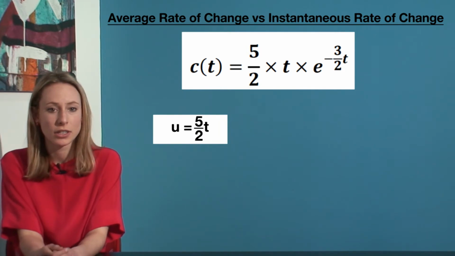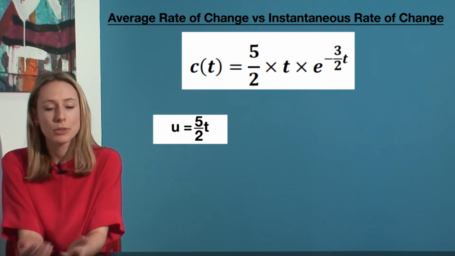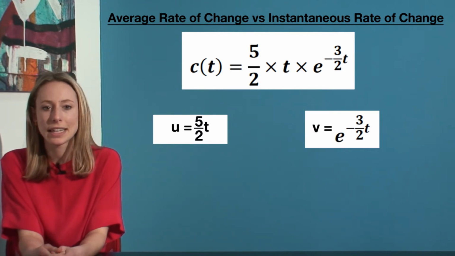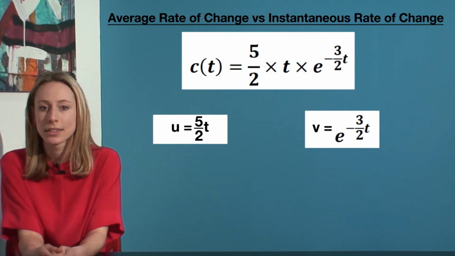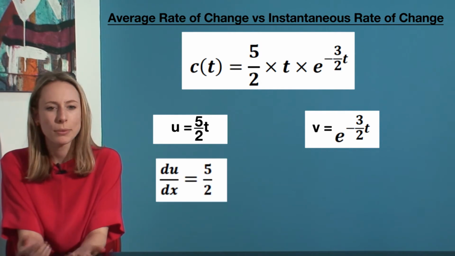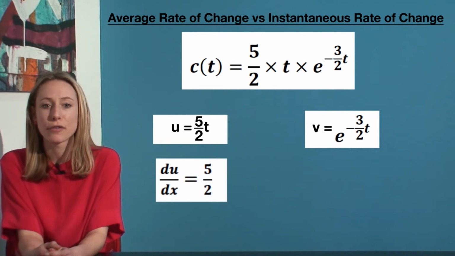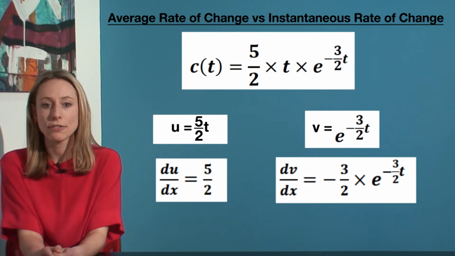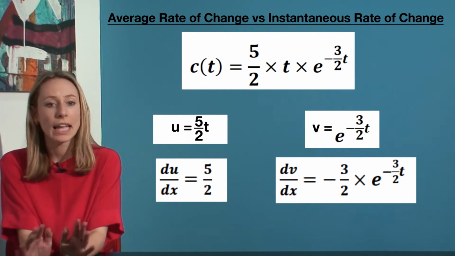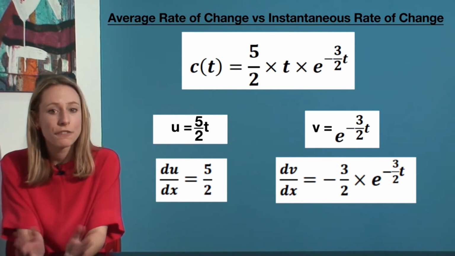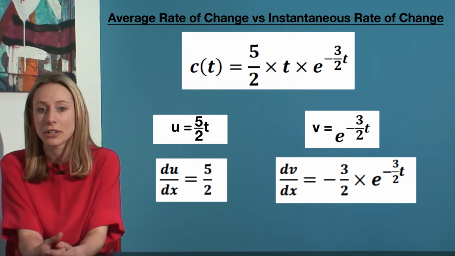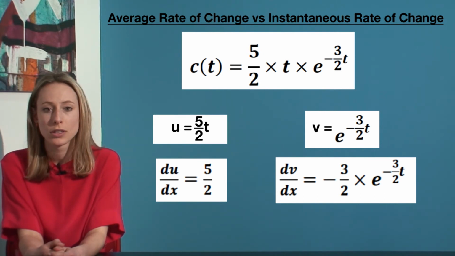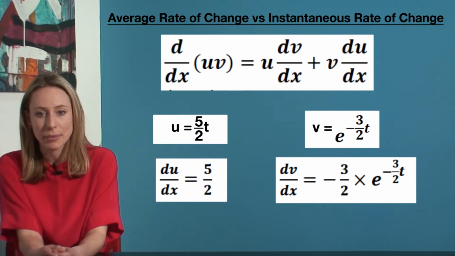The first function is 5/2 t, which we will call u. The second function is e to the negative 3/2 t, which we will call v. So we calculate du/dt as 5/2, and then calculate dv/dt, which is negative 3/2 times e to the negative 3/2 t. If any of these steps don't make sense, feel free to have a look over some of our earlier videos on differentiation or the product rule, or any of our wiki pages on the same thing.